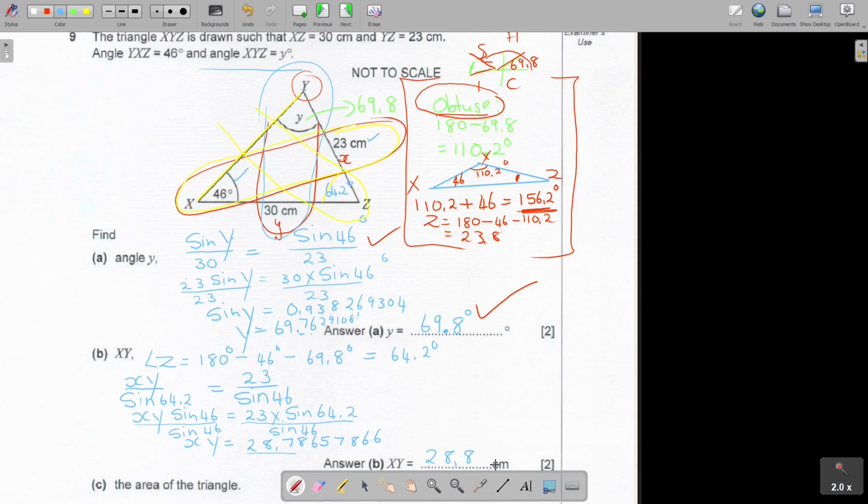I just mentioned it. You could have used the cosine rule also, and I'm just going to see if I can use another color to indicate that. You could have used the cosine rule by saying XY squared is equal to 23 squared plus 30 squared minus 2 times 23 times 30 and then cos of 64.2, and then you take the square root.